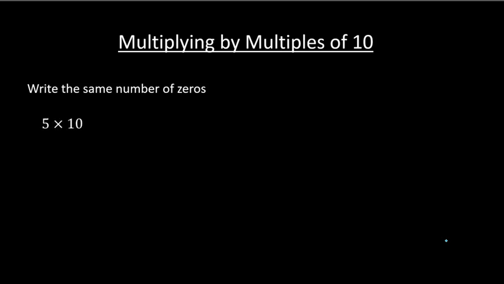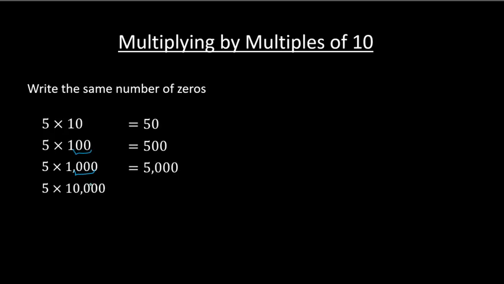For example, if we had 5 times 10, you just do 5 and then put 1 zero at the end to get 50. Well, if you do 5 times 100, you have a 5 with 2 zeros at the end, which is 500. 5 times 1000, we would do 5 with 3 zeros at the end to get 5,000. And this would keep going. 5 times 10,000, you have 4 zeros at the end of 1. So you put 4 zeros after 5 to get 50,000.